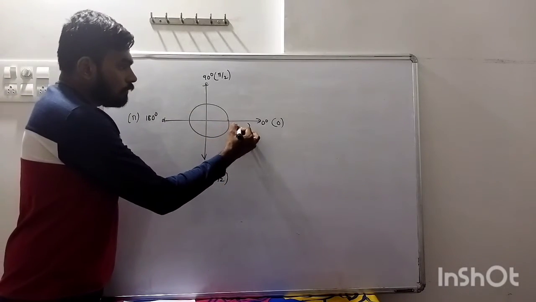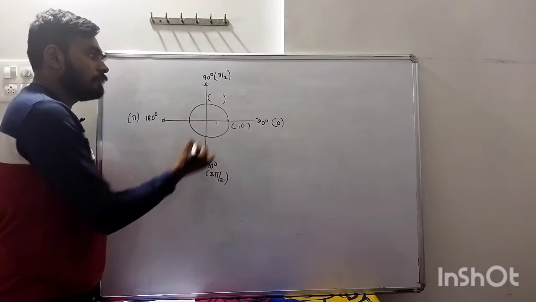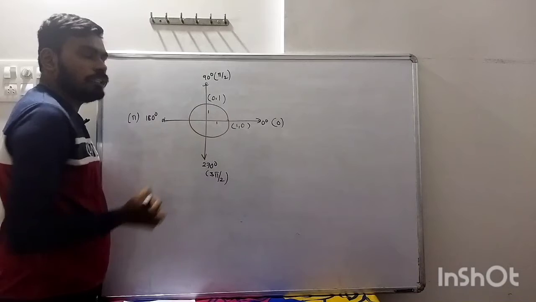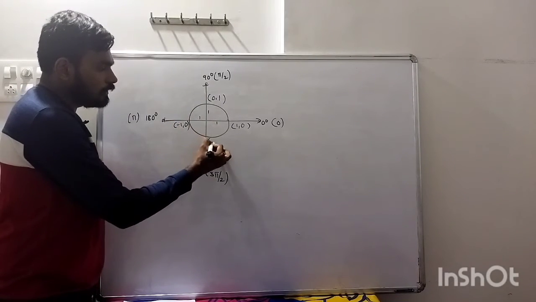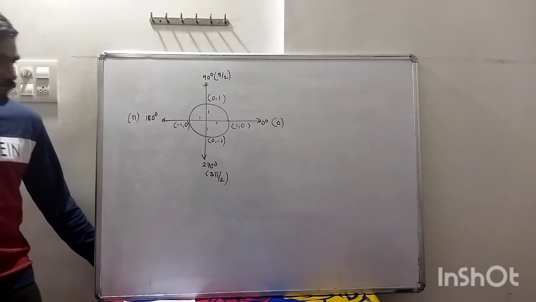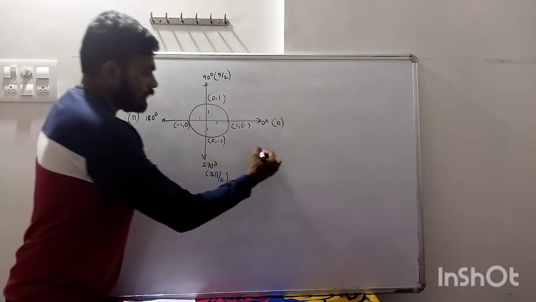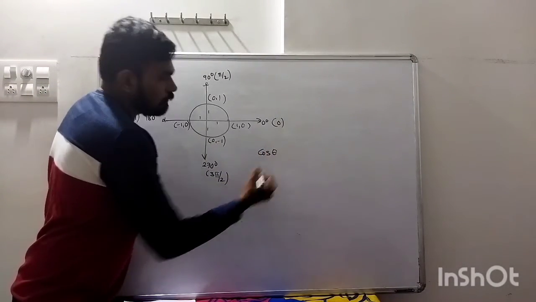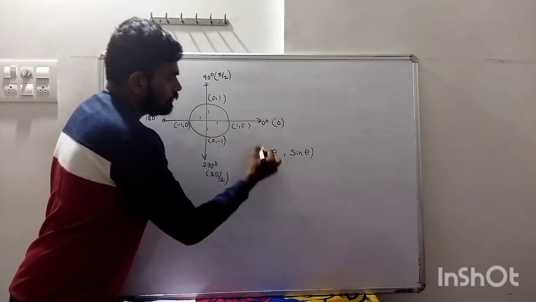This will obviously be (1, 0) if this is 1, correct? Similarly, what will be this point? (0, 1), correct? If this is 1, what will be this point? (-1, 0). What will be this one? (0, -1). All four points we got, correct? Next, what do we do? Just remember, for the x coordinate always remember cos theta, for the y coordinate always remember sin theta, okay?